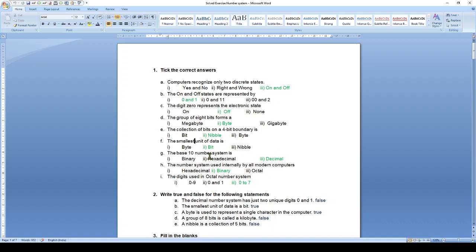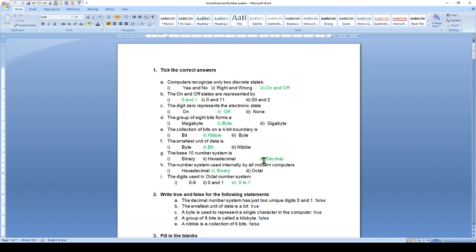The base 10 number system is binary, hexadecimal, or decimal. The base 10 number system is decimal. Binary is a base 2 number system. Hexadecimal is a base 16 number system. And decimal is a base 10 number system.